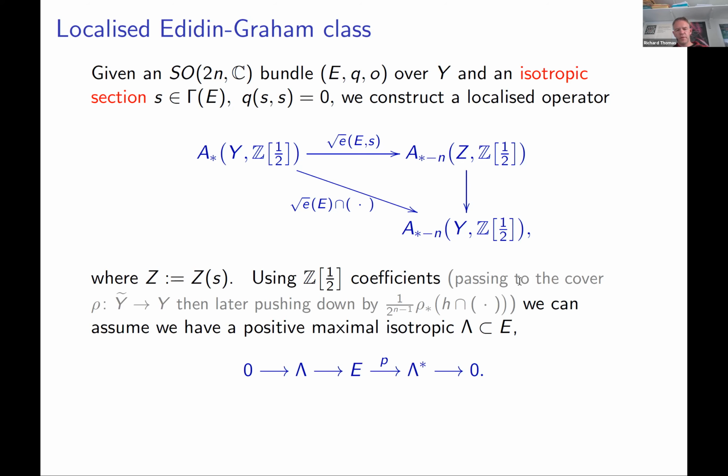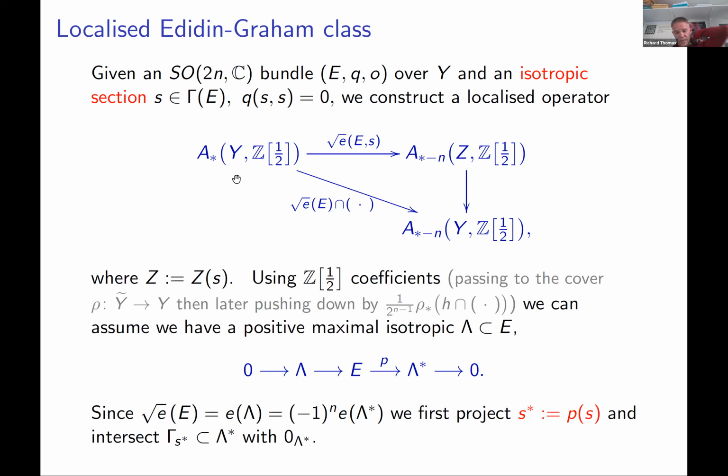As usual, we use these coefficients where we invert 2. And that allows us, by working upstairs and so on, to assume that we have a maximal isotropic. So I'll do that from now on. I'm really only going to construct this class on the fundamental class of Y, without loss of generality. That's all you need to do.